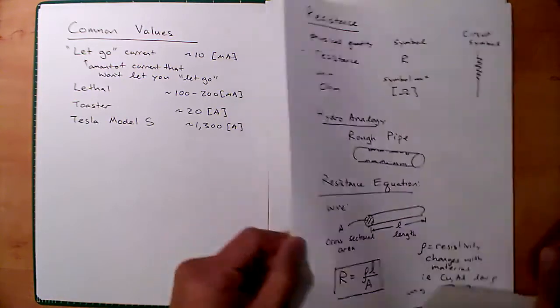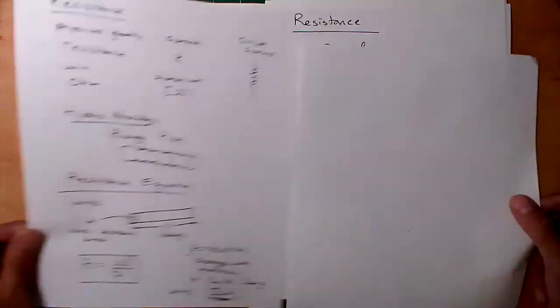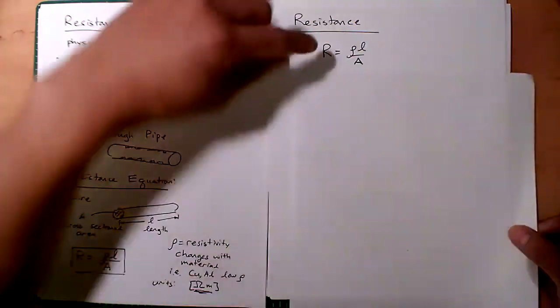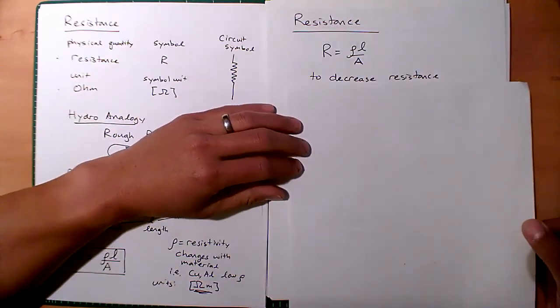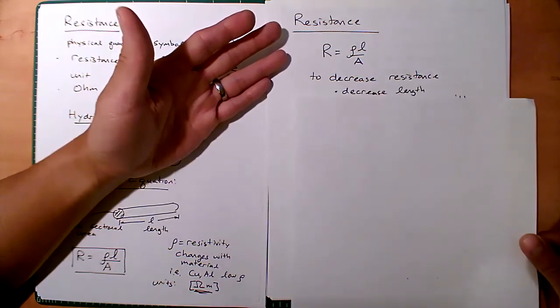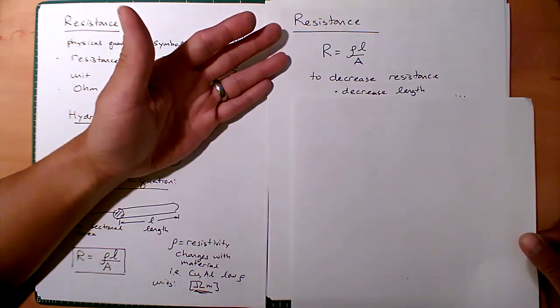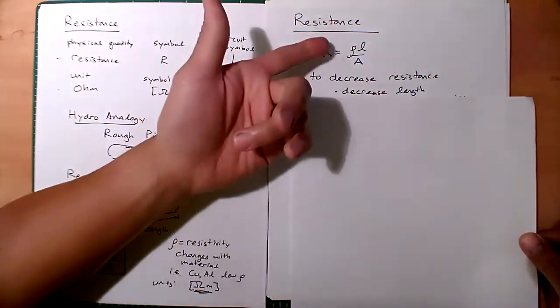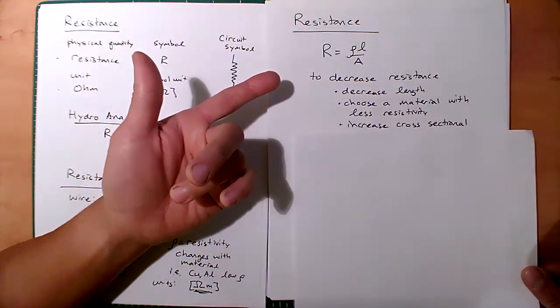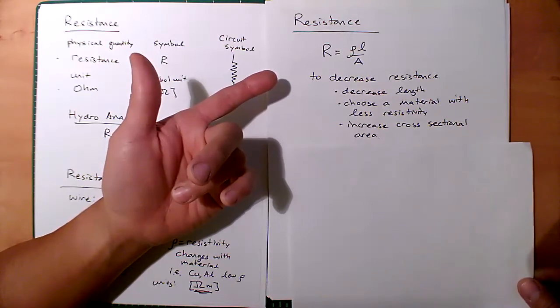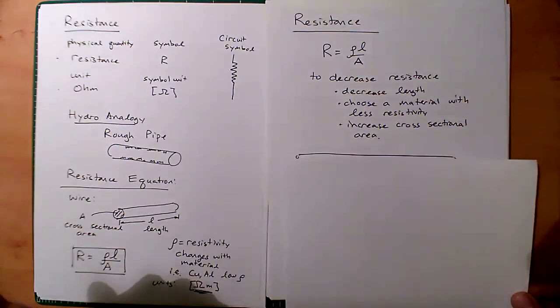Okay, let's keep going. So resistance, we have our nice equation, R equals rho L over A. And so again, we can decrease resistance by decreasing the length, right? Shorter wire, less resistance. We can choose a material with less resistivity. We can increase the cross-sectional area, right? These are the ways to decrease resistance.